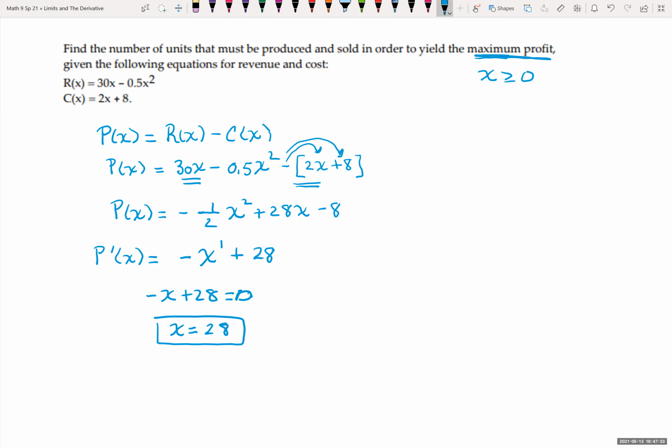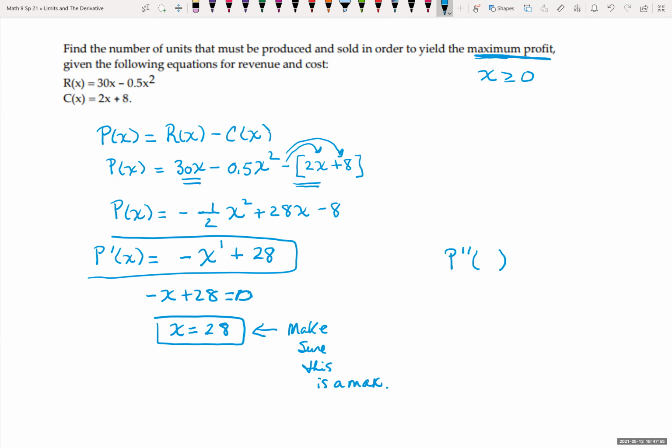So we need to make sure that this is a max. There's a couple of ways that we can do this. We can use the first derivative test and find where it's increasing or decreasing, or we can use the second derivative test, which is going to be a lot faster in this case. Taking the second derivative of P of x, we get negative 1. Notice this is always less than 0, and so this tells me that it's concave down everywhere. And so this point where I have a horizontal tangent line is a max.